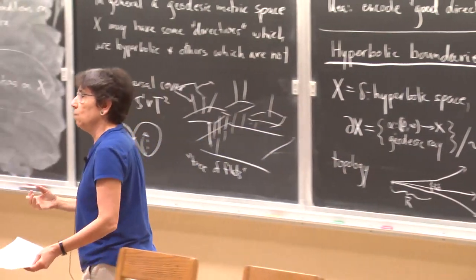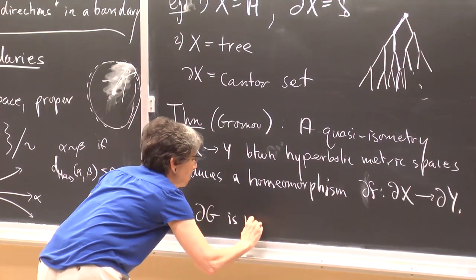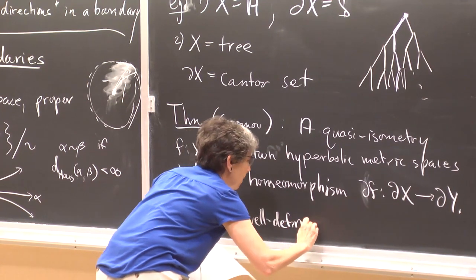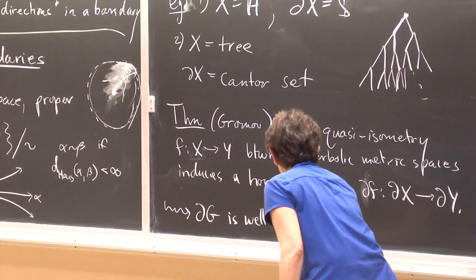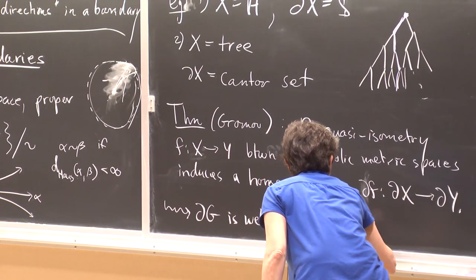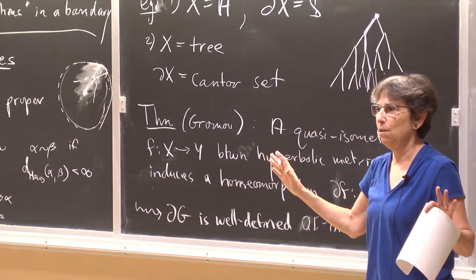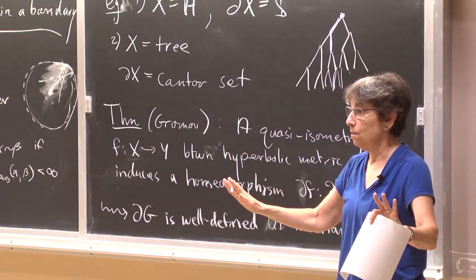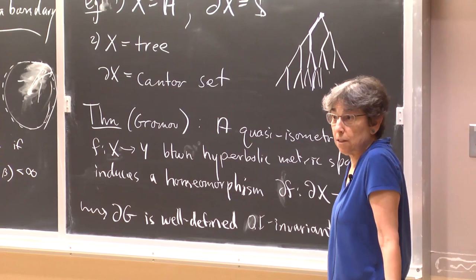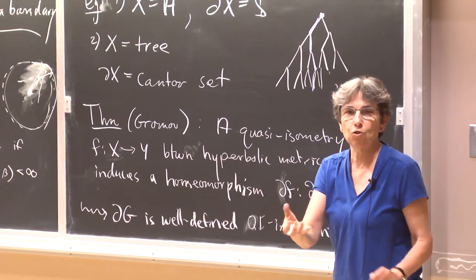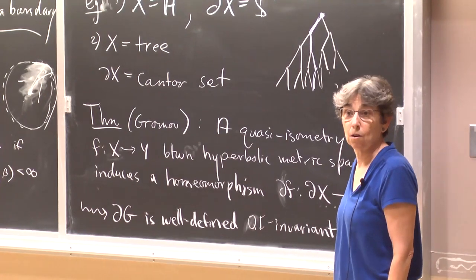OK, so that's good news. We really could define the boundary of the group. In particular, we can talk about the boundary of G being well-defined. It's not only well-defined up to homeomorphism, it's a well-defined quasi-isometry invariant. Namely, what do I mean by that? One of the meta questions in geometric group theory is when are two groups quasi-isometric to each other? All right, that's a big question. Well, if they had different boundaries, they can't be quasi-isometric to each other. So it's an invariant. It's something you could look at to try to distinguish between two groups. Are they quasi-isometric or aren't they? And one of the things you could check is whether their boundaries are homeomorphic or not.